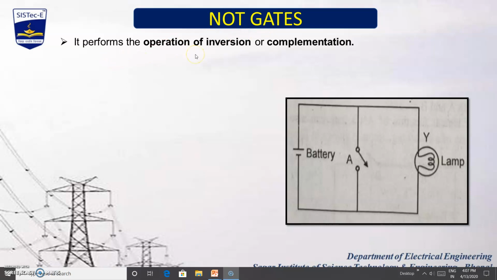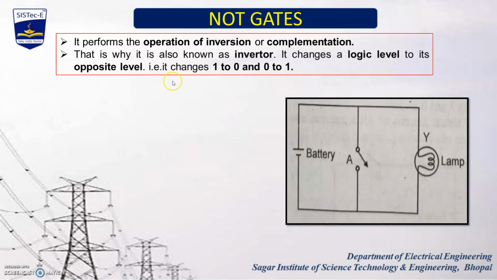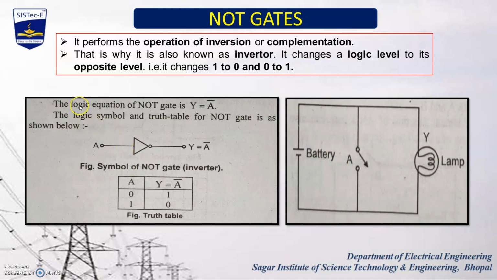NOT gate is called inversion gate and it is also called complementation gate because it performs the operation of inversion or complementation. That's why it is also called inverter gate. Inverter gate means it just inverts the input, meaning its output is always opposite to the input level. It changes 1 to 0 or 0 to 1. When input is 1, output will be 0, and when input is 0, output will be 1. With the help of this symbolic diagram, you can understand the basic operation of the logic gate.